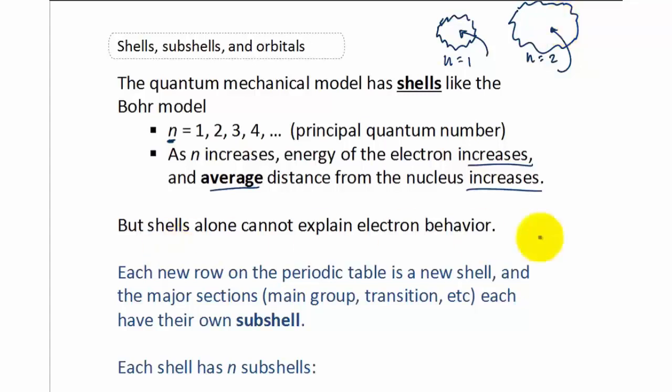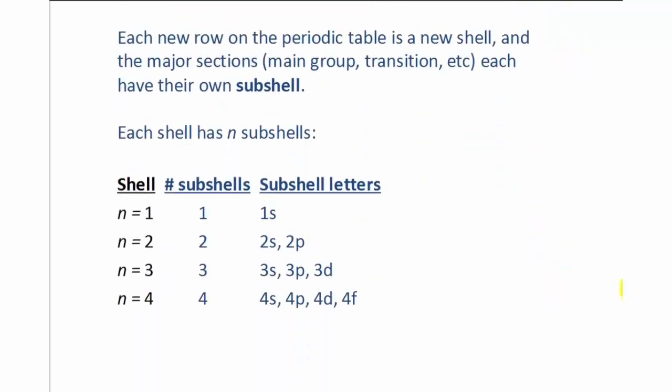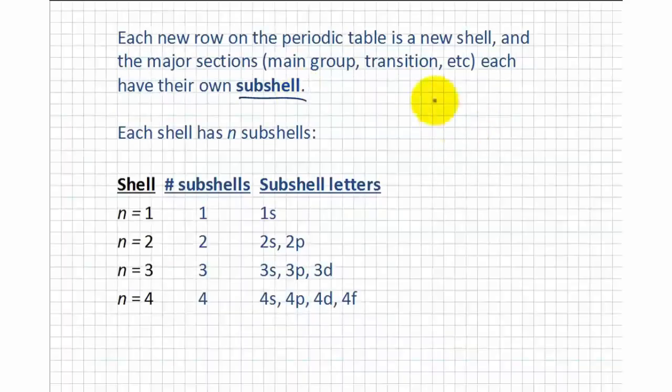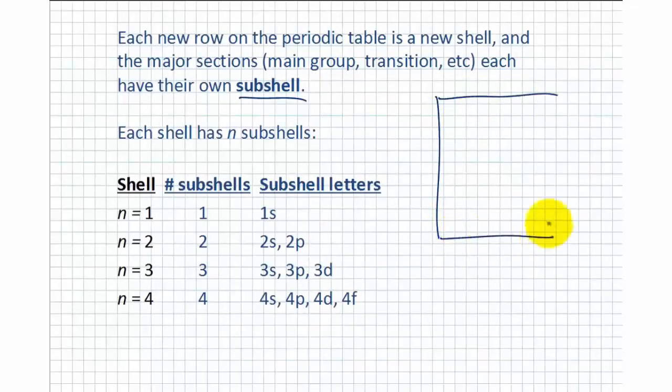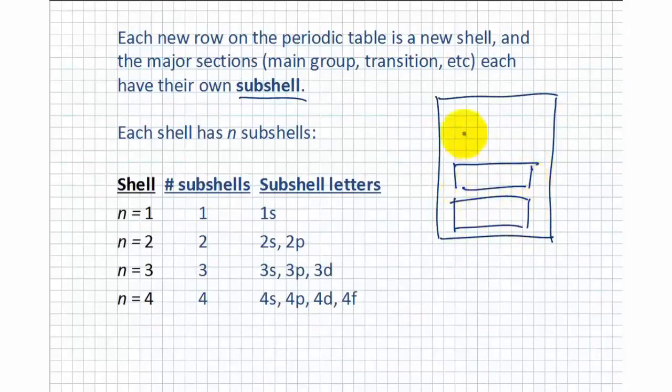But it turns out those shells alone don't explain all the behavior, especially for elements after hydrogen. What we have to know is that each shell gets divided into subshells. And the analogy that I use here, anyway, there's a lot of analogies you could use, let's call it a chest of drawers. Like a dresser or something, somewhere where you would be organizing your stuff.